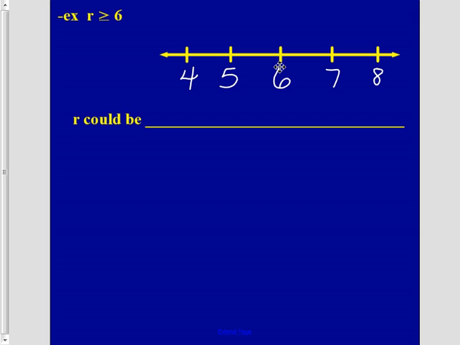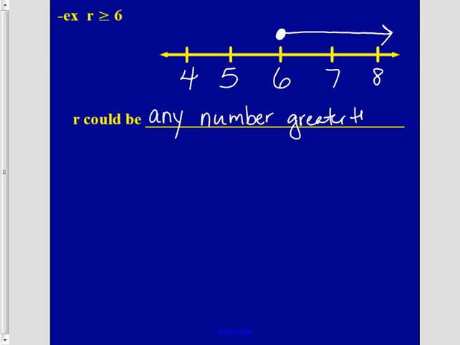If I need r to be greater than or equal to 6, that means r can be 6. Can it be 4? No, because that's not greater than or equal to 6. Can it be 5? No. It can be 6, which is shown with the closed dot. It can also be 7 or 8 or anything greater than that. So r could be any number greater than or equal to 6. So all the numbers greater than or equal to 6.